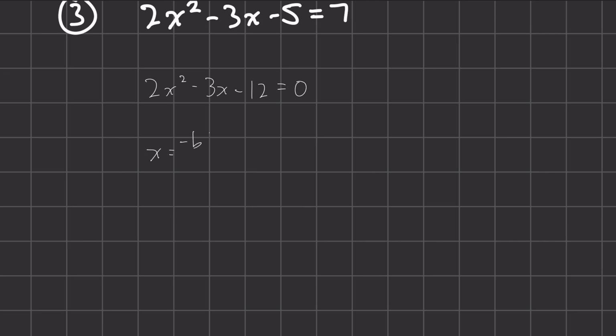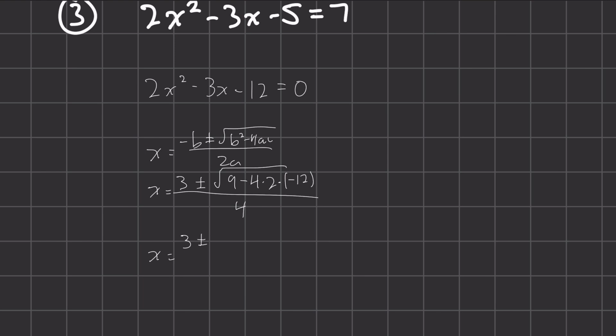x is equal to negative b plus minus square root of b squared minus 4ac over 2a. And so, just plugging in our values, we get 3 plus minus square root of negative 3 squared, which is just 9, minus 4 times 2 times negative 12, all over 2 times 2, which is just 4.